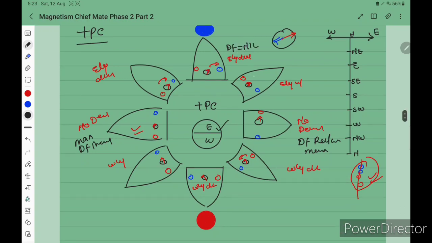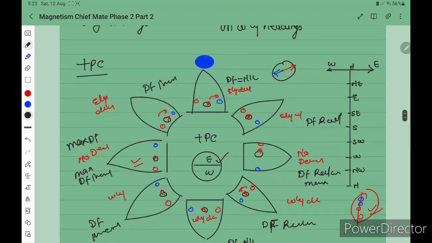Here it is slightly in line but on the opposite side, so DF reduced. Here also DF reduced. Here DF nil or no effect of DF. DF increased, maximum DF and DF increased. Okay, so how do the graphs look? North to east easterly, then from east to west westerly, then again easterly.